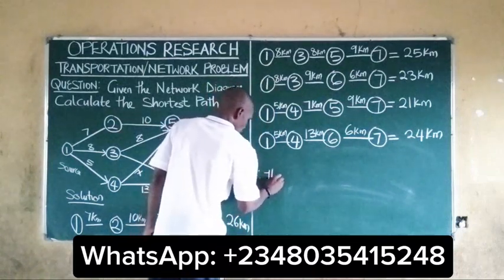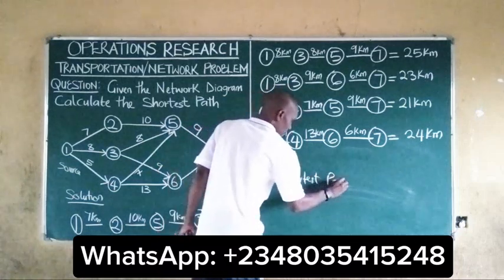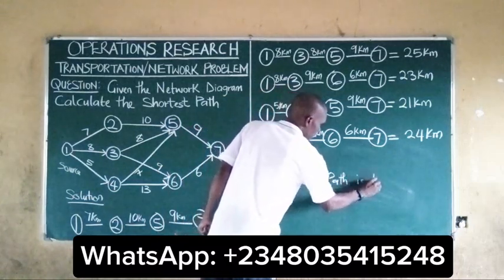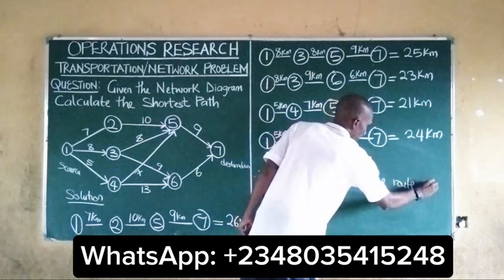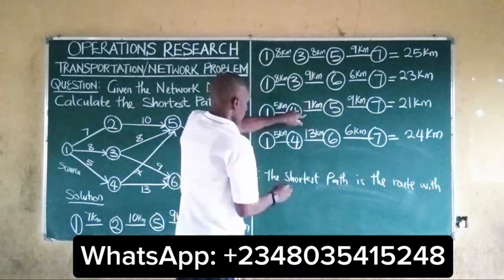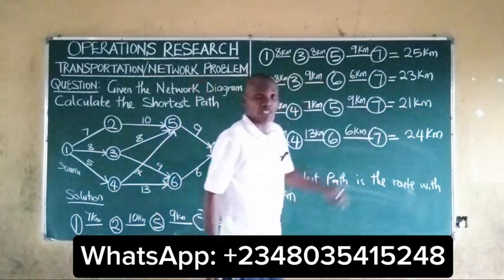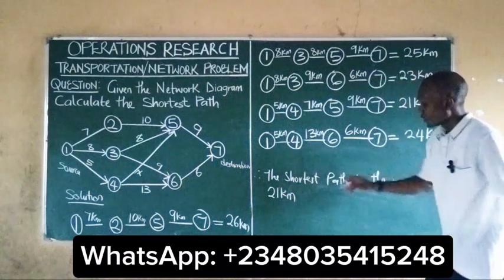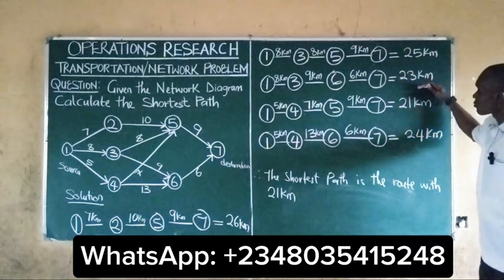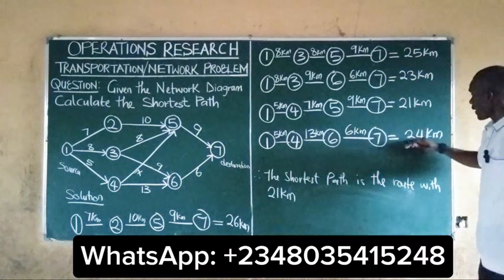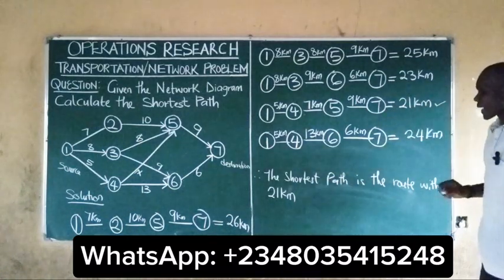Therefore, the shortest path is the route with 21 kilometers. The route with 21 kilometers is the shortest path. The reason is because here we have 26 kilometers, here we have 25 kilometers, here we have 23 kilometers, here we have 21 kilometers, and here we have 24 kilometers. So 21 kilometers is the shortest path.